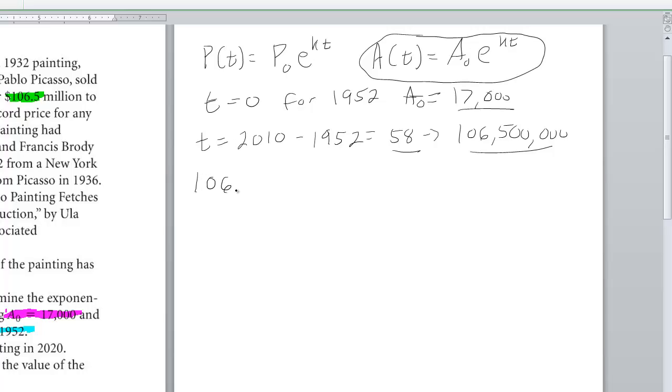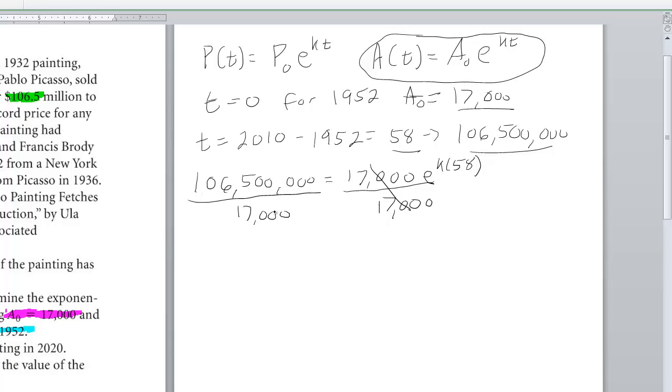So 106,500,000 is equal to 17,000 e to the k times 58. And then we're going to solve for k. Now when you solve exponential equations, the first thing you have to do is divide out the coefficient on the right side, or whatever side it might be on. This has to be divided out first. So we will divide that out.